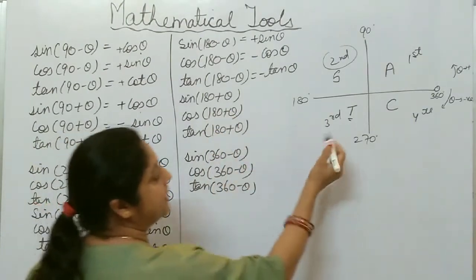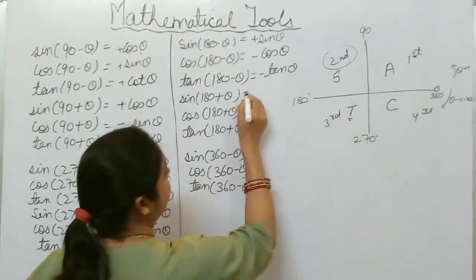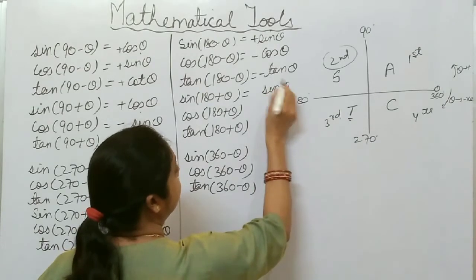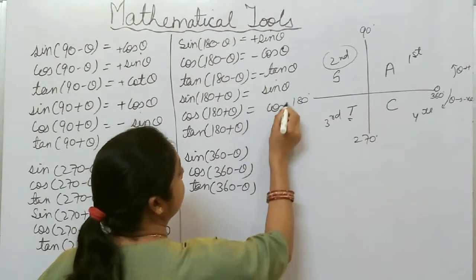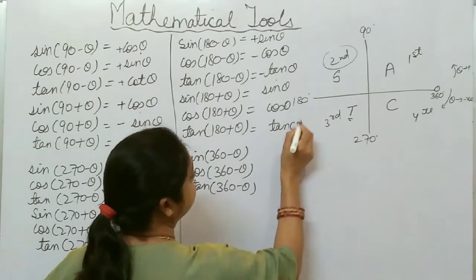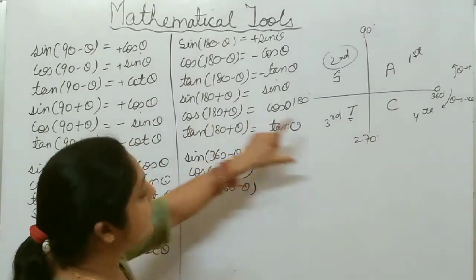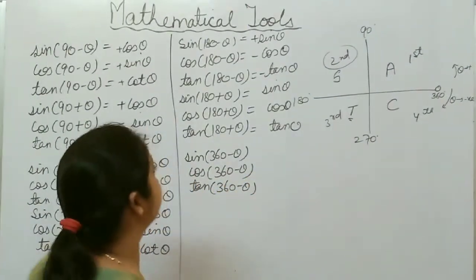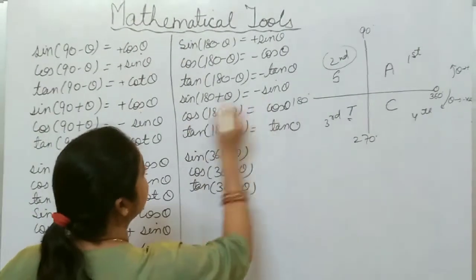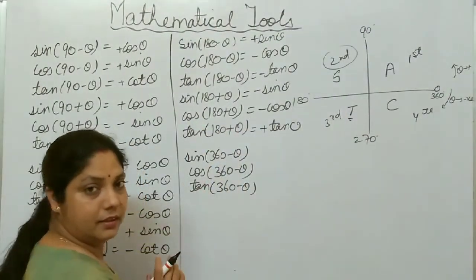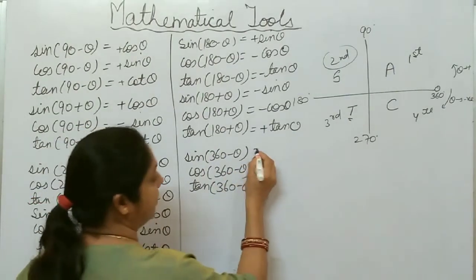Same, next 180 plus theta, it means third quadrant. Again you write sine 180 plus theta, it means sine theta, cos 180 plus theta, cos theta, tan 180 plus theta, tan theta, right? But 180 plus theta is in third quadrant. Here only tan is positive, others are negative. Sine is also negative, cos is also negative, only tan is positive. Hope you understood these tricks.